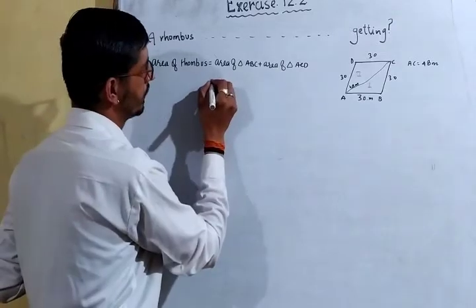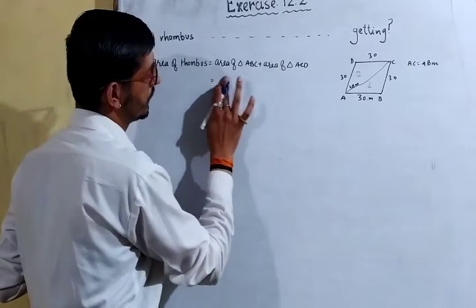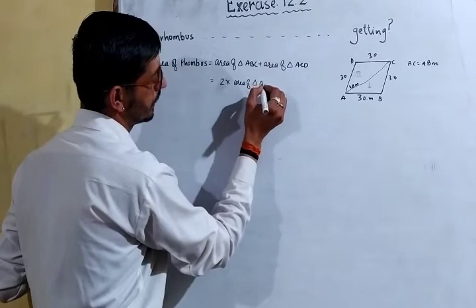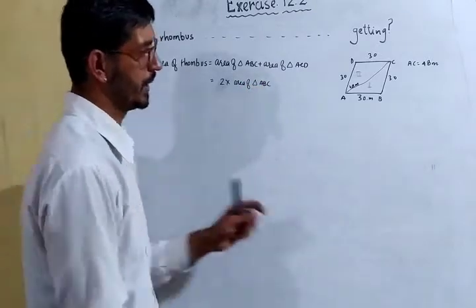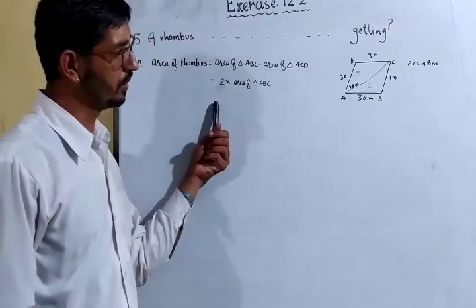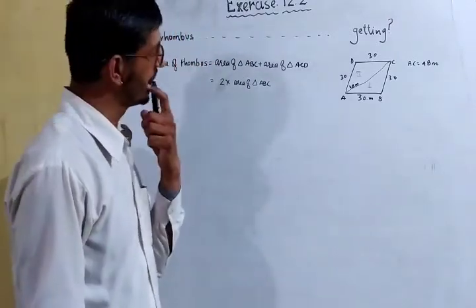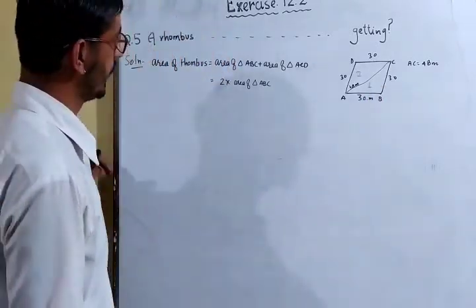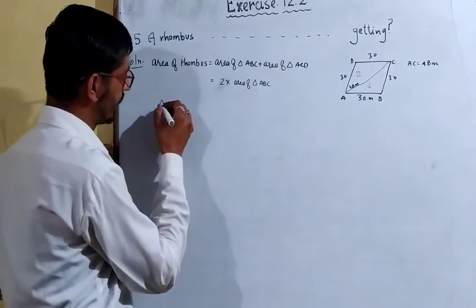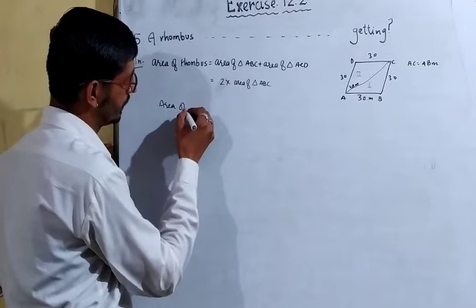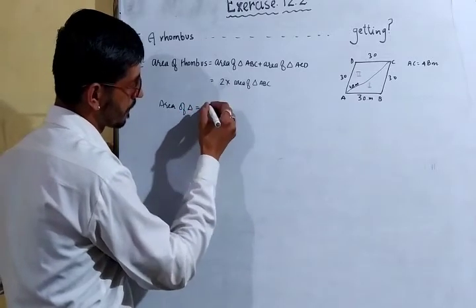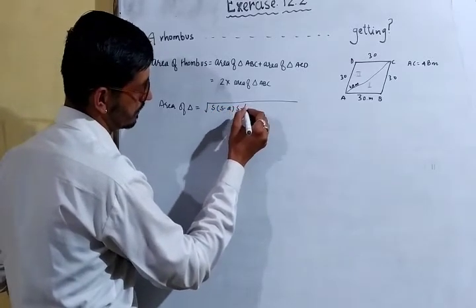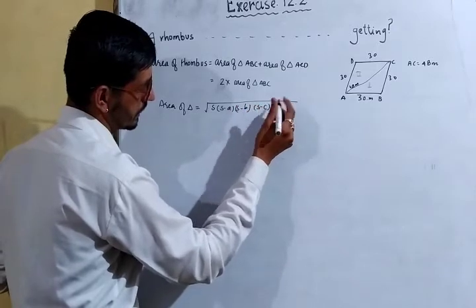Okay. So here we can say area is 2 into area of triangle ABC. If you find the area of ABC, then multiply it by 2 because the dimensions are same. So we will have the area of the whole rhombus. Okay, so we know that area of triangle is equal to, by Heron's formula, root of S into S minus A, S minus B, and S minus C.